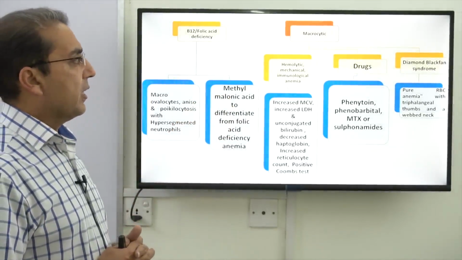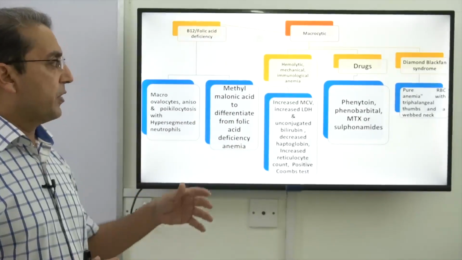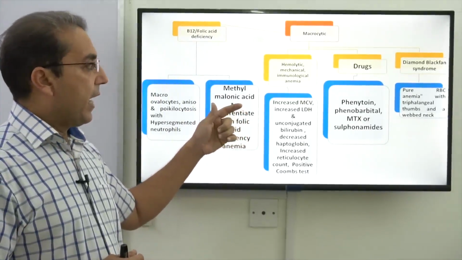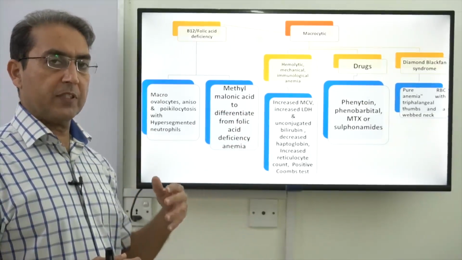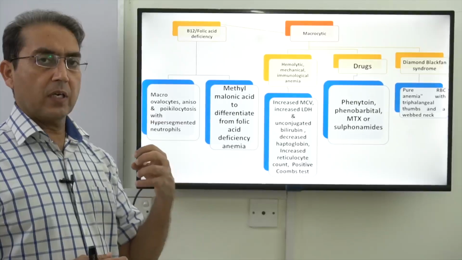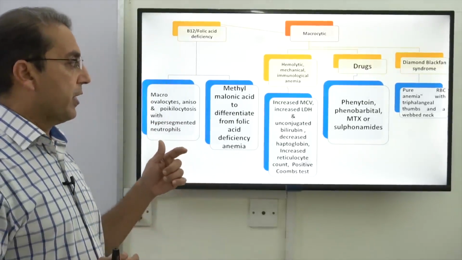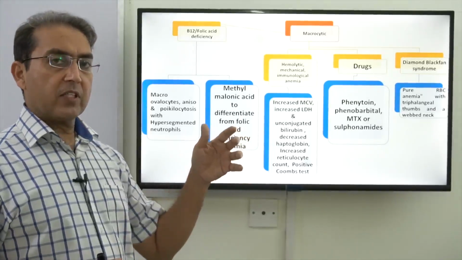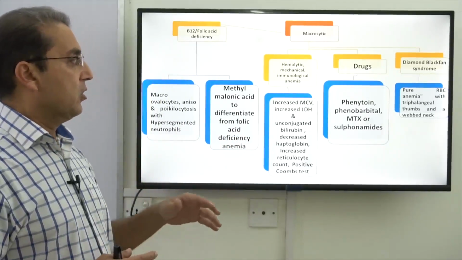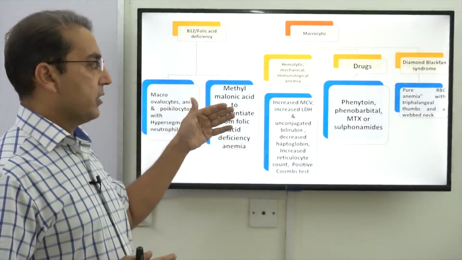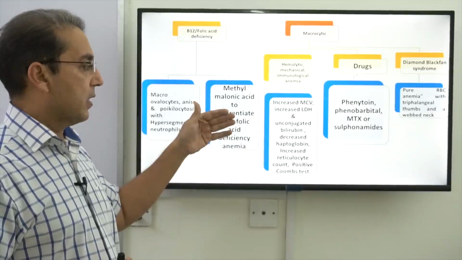Then patient may have hemolytic anemia, which may also be mechanical, and there is immunological anemia. So the patient has increased MCV, the LDH is increased, and there is increase in unconjugated bilirubin. So what will happen? RBC will break, the hemoglobin will be metabolized into bilirubin, so the unconjugated or indirect bilirubin starts rising, and if there is free hemoglobin in the blood, it combines with haptoglobin, the haptoglobin will be diminished. So there is increased MCV, the LDH is increased, unconjugated bilirubin is increased, while the haptoglobin is decreased.